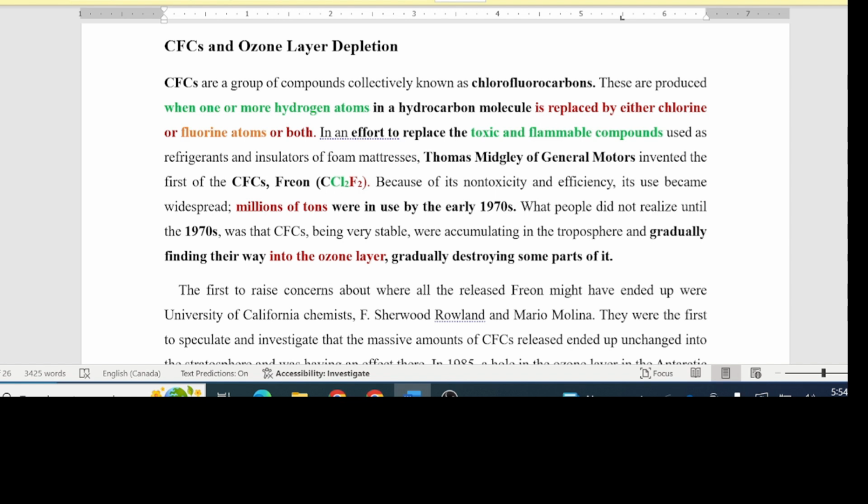So this paragraph is giving us a historical background of the invention of the first CFC, chlorofluorocarbon, freon, and the reason for its invention. It was to replace the toxic and flammable compounds that were used as refrigerants and insulators in foam mattresses. It also tells us about its widespread usage in the 1970s, with millions of tons of it being produced because of its non-toxicity and usefulness.